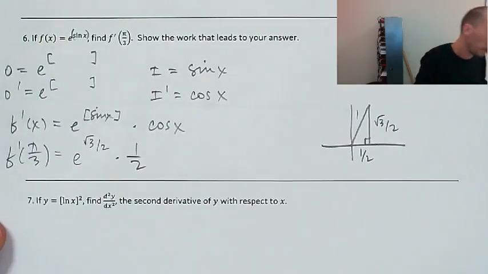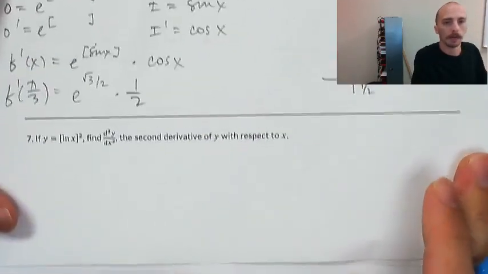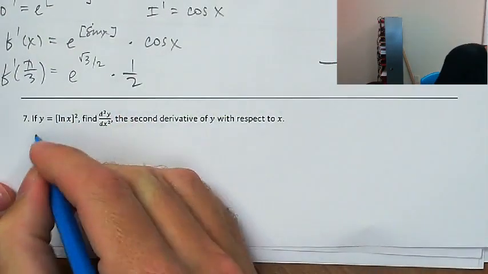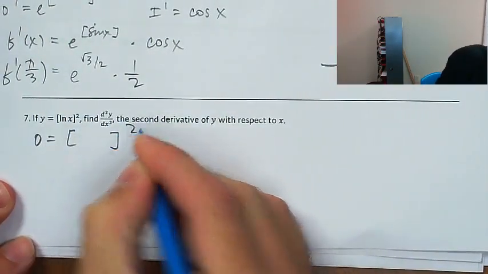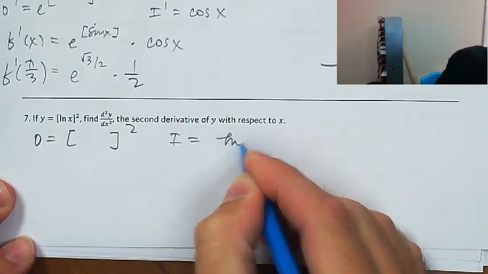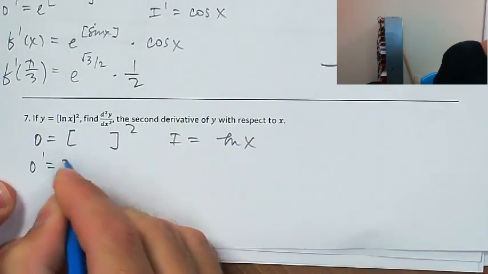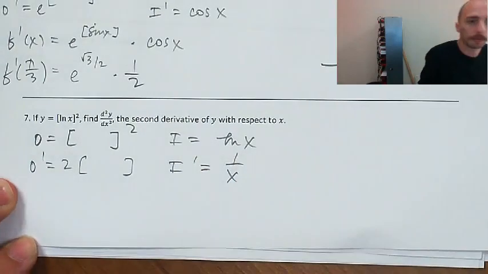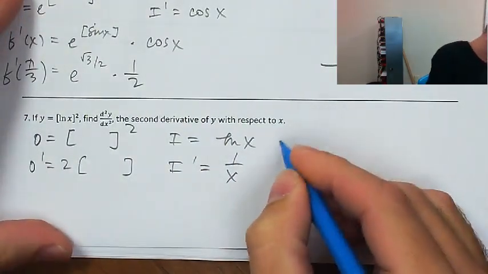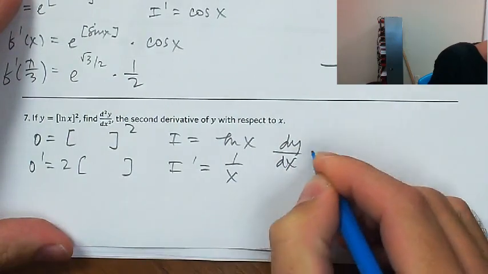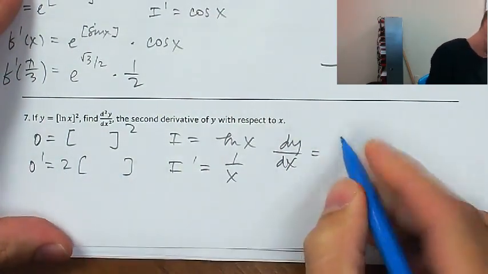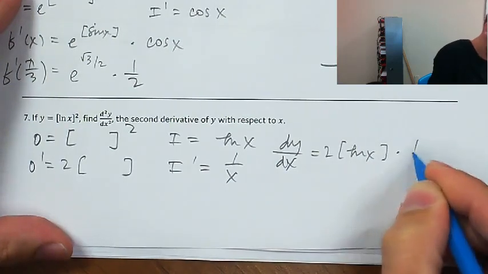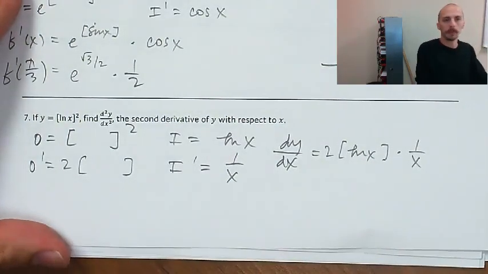Okay. All right, now I've got one more, and this is log of x taken to the second power. So on the outside, I've got the square, and on the inside, I've got log x. Outside prime is 2 times that thing to the first. Inside prime is 1 over x. That means that dy dx, the first derivative, is going to be 2 times log x to the first multiplied by 1 over x.